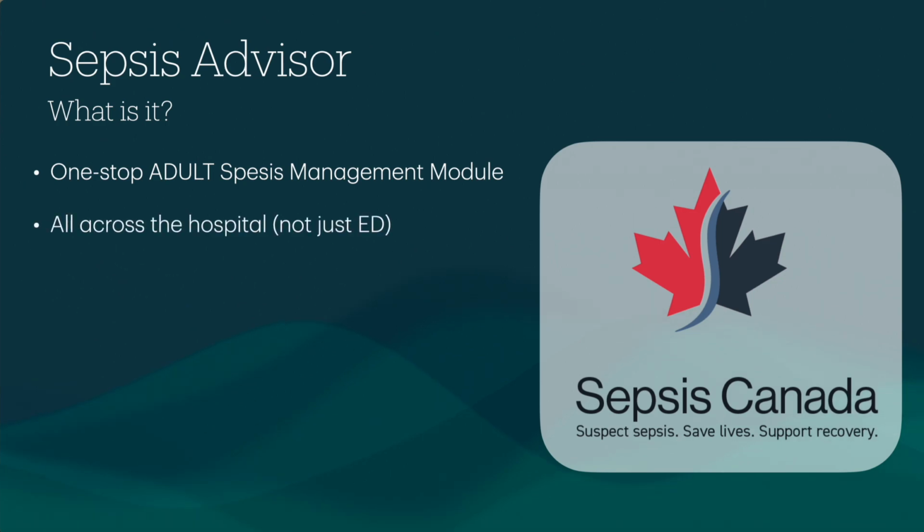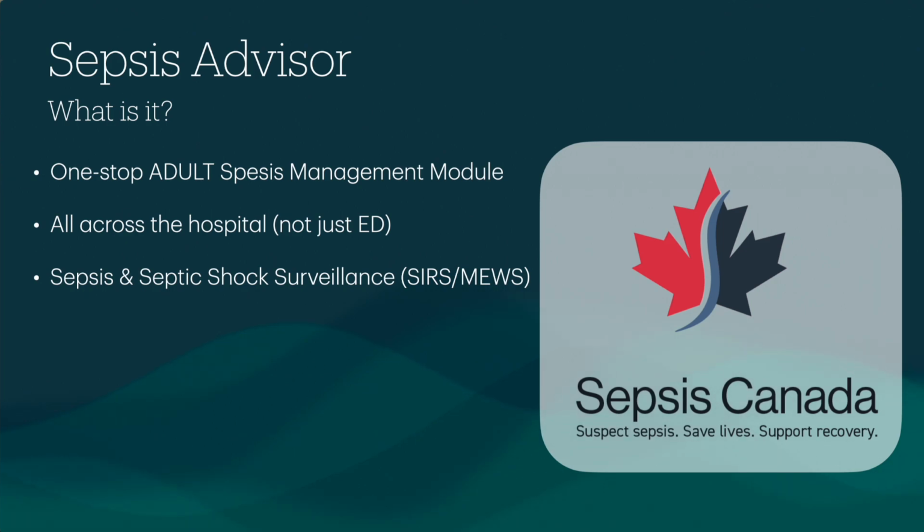It applies all across the hospital, not just the emergency department. It includes constant sepsis and septic shock surveillance using SIRS criteria in the emergency department and Muse scores everywhere else. It is not active for ICU patients.